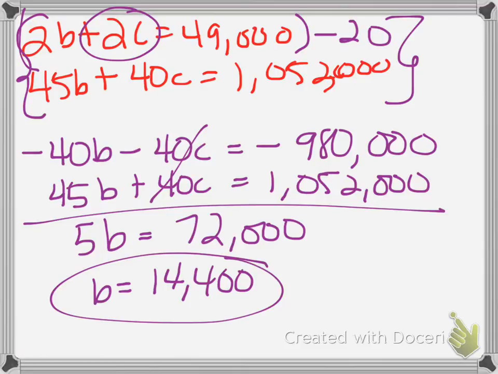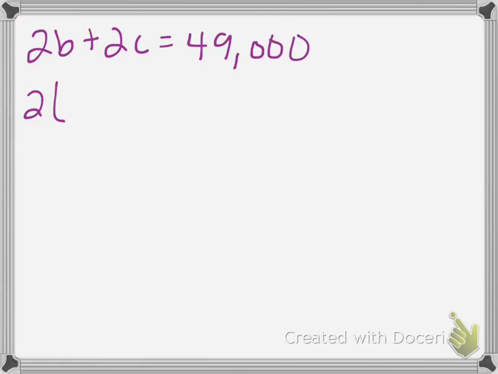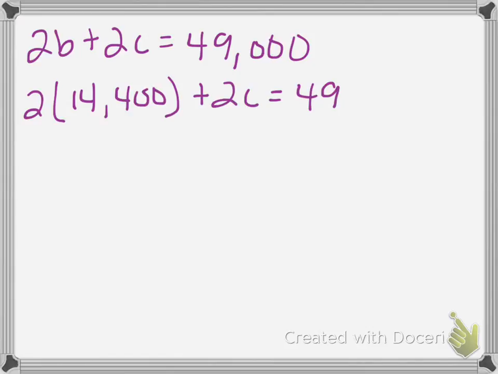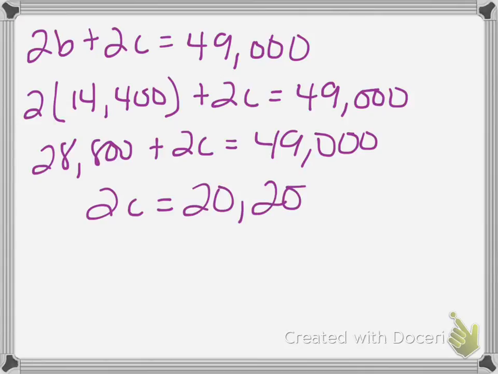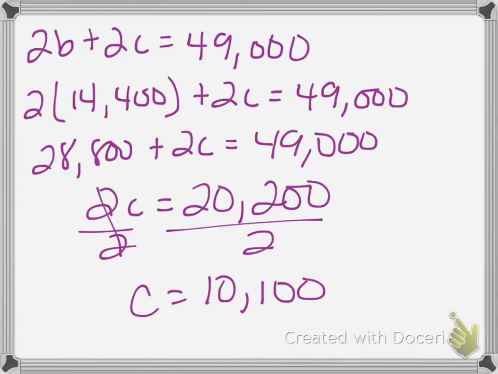So what I'm going to do is I'm going to go ahead and take that first one of the 2B plus 2C equals 49,000. And I'm going to go ahead and substitute the 14,400. And when I multiply that, I end up getting 28,800 plus 2c equals the 49,000, and then I end up with 2c equals 20,200. And then I divide by 2. And C is going to equal 10,100.